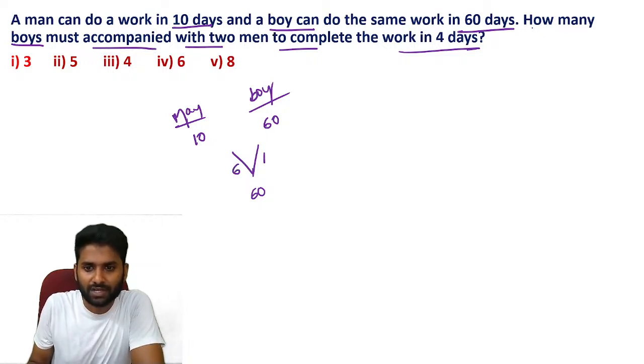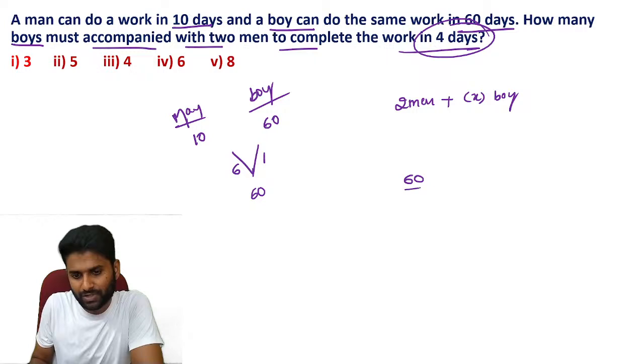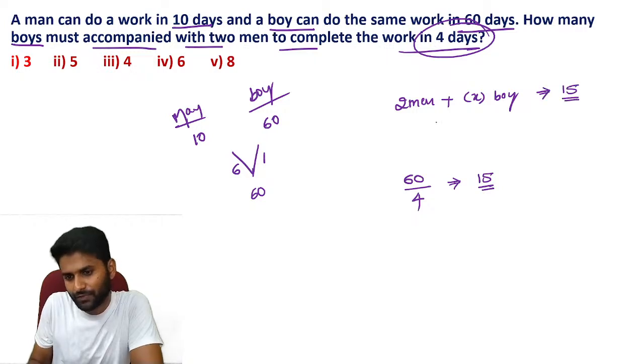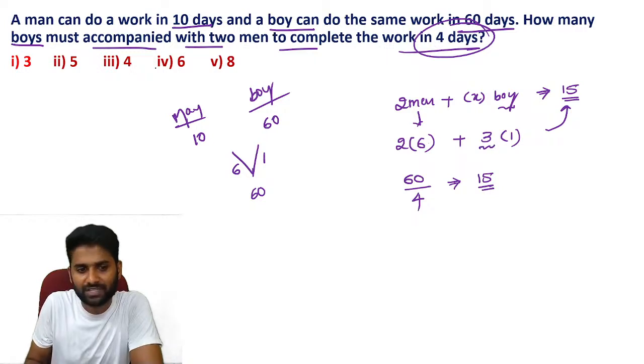Now the question here: how many boys must be accompanied with the 2 men, 2 men plus how many boys, so that the whole work is completed in 4 days? Now see, 60 units we have to finish in 4 days. So we require a total of exactly 15 units per day. Now you know that the man's efficiency is 6. 2 into 6 is equal to 12. We require how many boys? Because each boy's efficiency is 1 and the total we need is 15. So we require 3 boys.